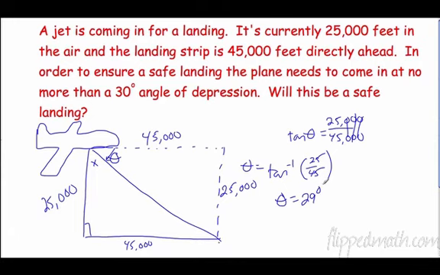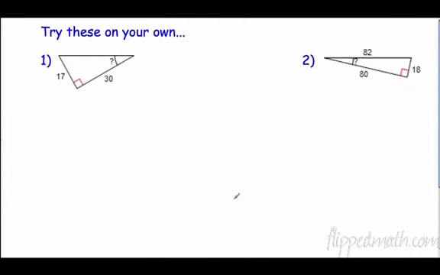Now, let's reflect. Are we answering the question? Will this be a safe landing? Well, 29 degrees, that doesn't answer that. In order to ensure a safe landing, the plane needs to come in at no more than 30. Is that more than 30? No, that's less. So yes, this is a safe landing. All right? So take a second, pause the video, try these on your own, come back and see how you did.